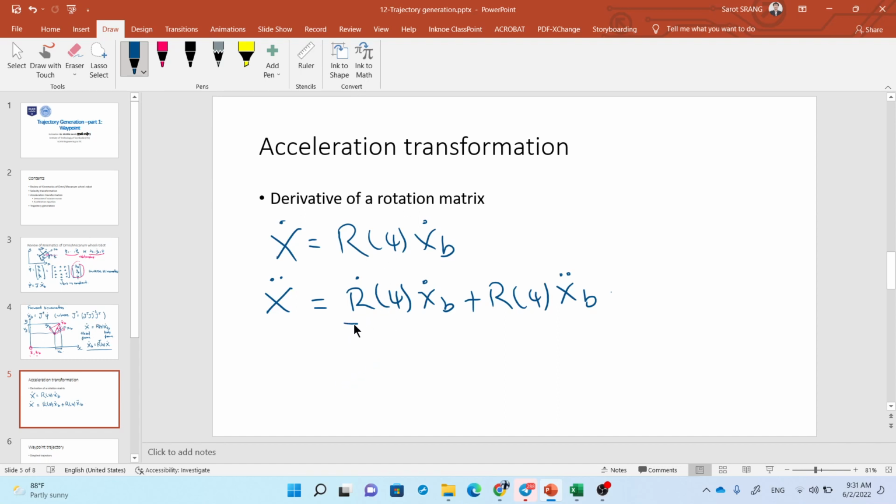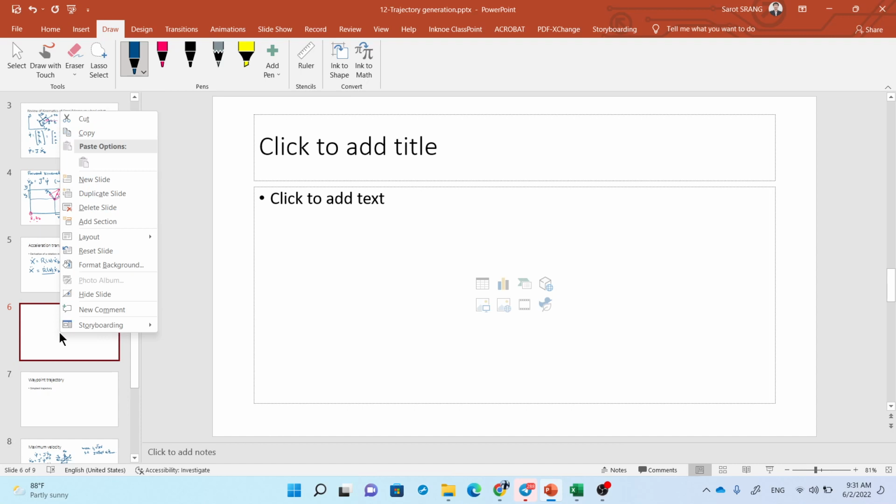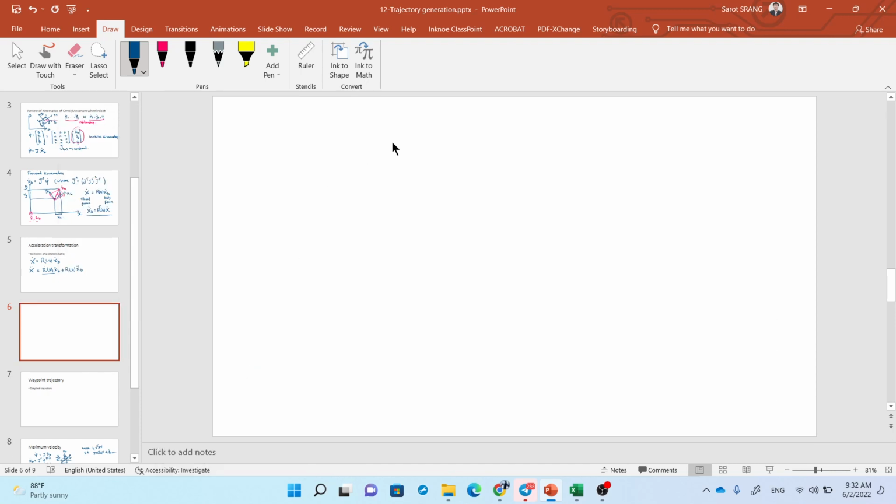And here we need to define the time derivative of the rotation matrix, and at this part I'm going to explain the general formulation for the rotation matrix that you can use for other types of robots or even aerospace vehicles. So this is very useful, and I'm going to explain it today. So, the time derivative of the rotation matrix.